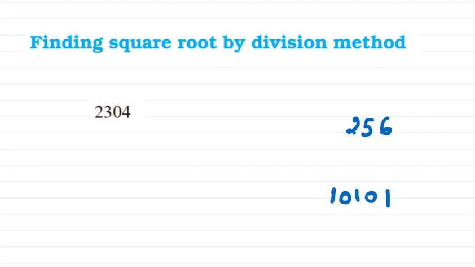You can find the square root using the division method. If the number is not a perfect square, then also you can find it out. So this method is very important.